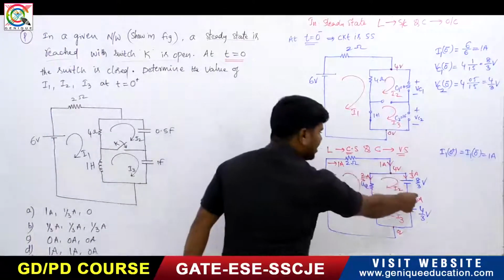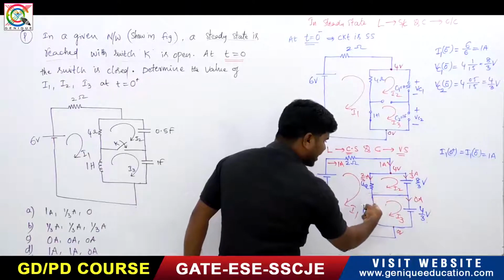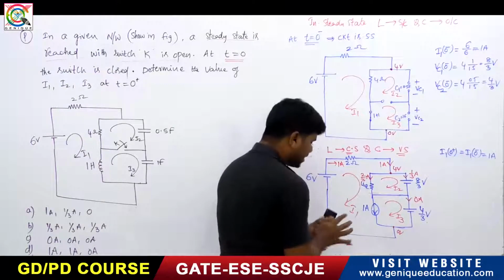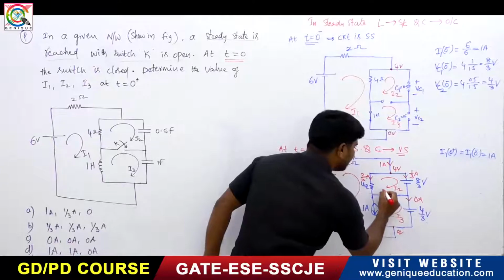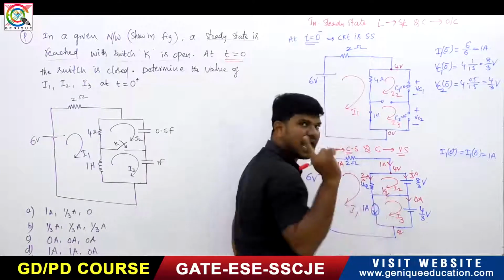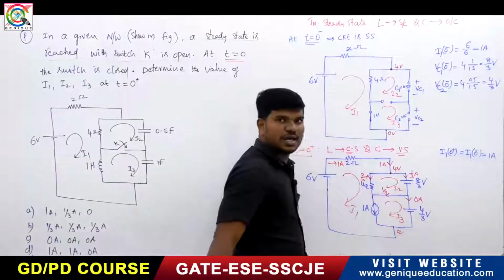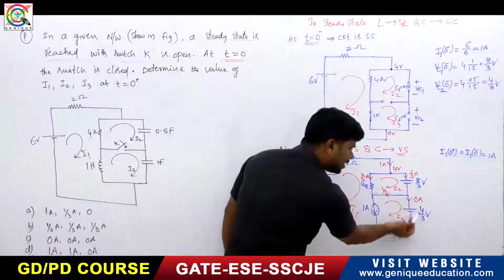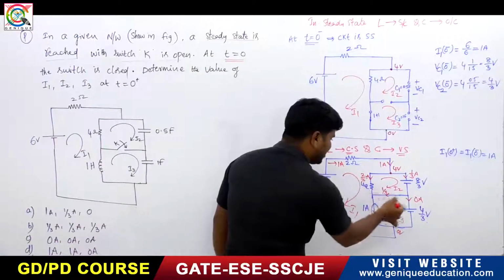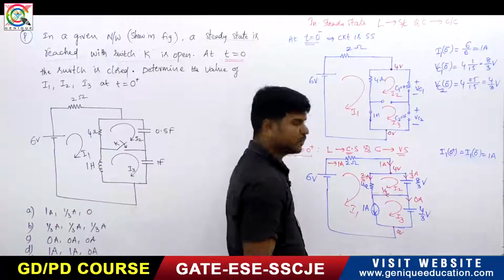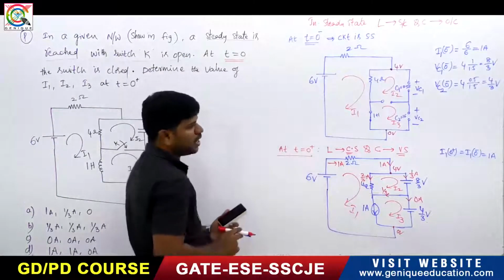So 2 by 3, 1 by 3. The 1 by 3 is going in this direction. Right? This is 1 by 3. So 1 by 3 amperes is going in the switch. But there is no current in this direction. So 2 by 3 plus 1 by 3 is 1 ampere. So this is the thing you have to understand.